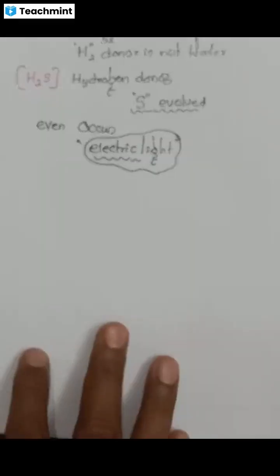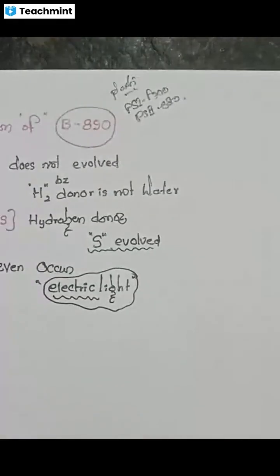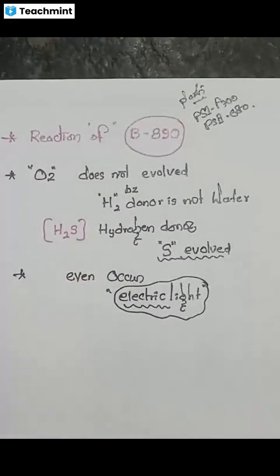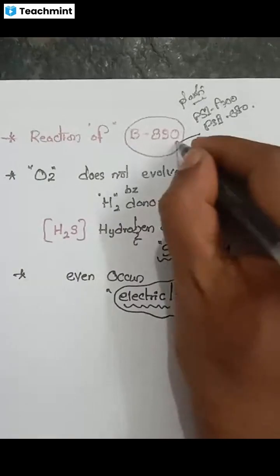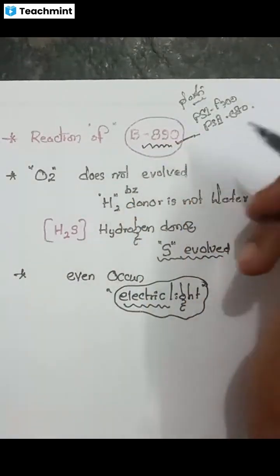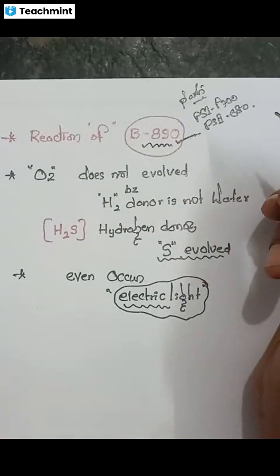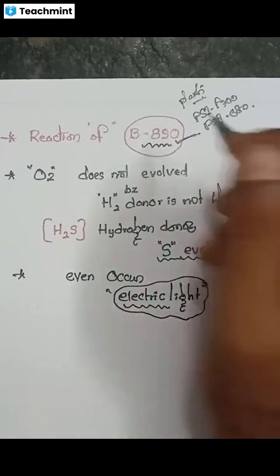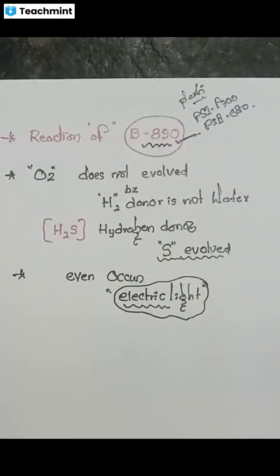So clear. And next, the reaction center of bacteria. The reaction center of bacteria is B890. B890 is one of the most important ones, the reaction center of bacterial chlorophyll. In bacterial photosynthesis, oxygen does not evolve because the hydrogen donor is not water. The hydrogen donor is hydrogen sulfide.